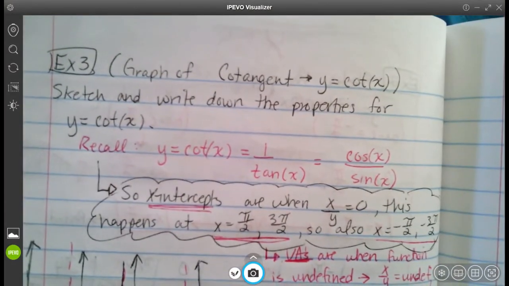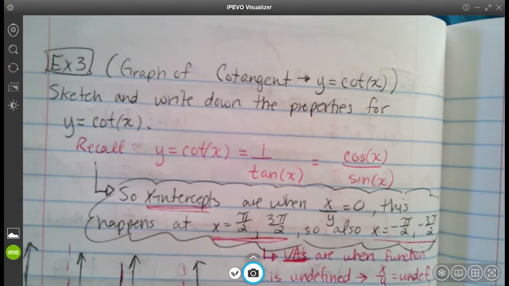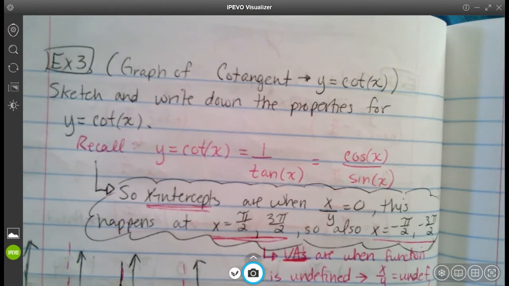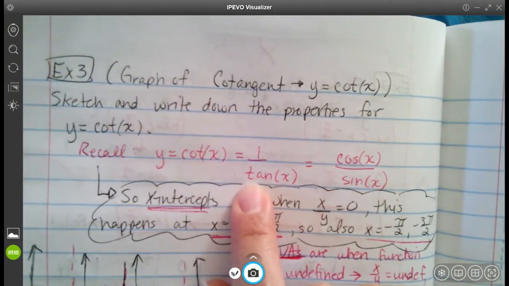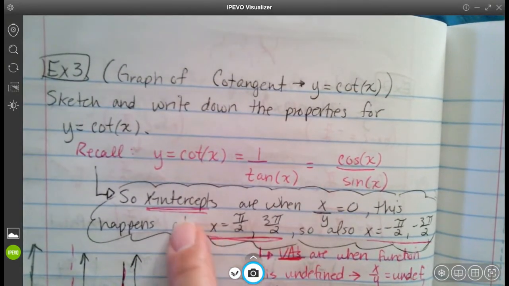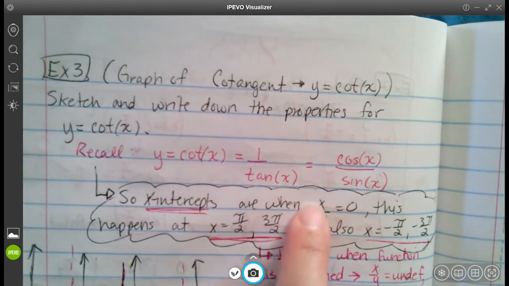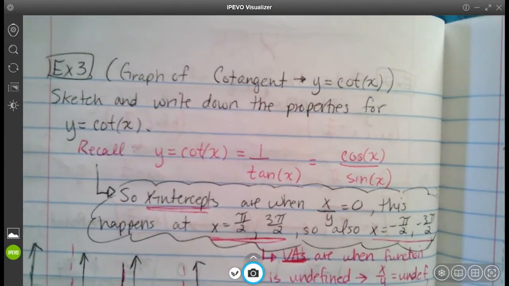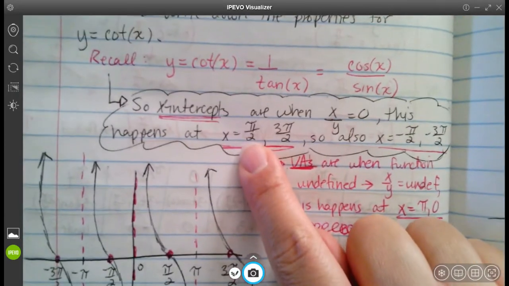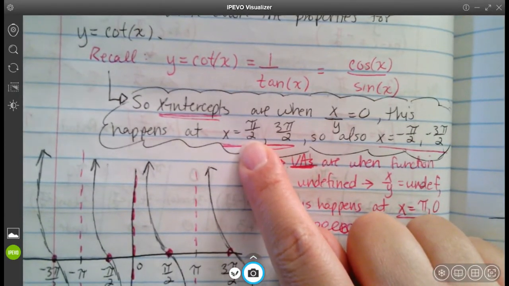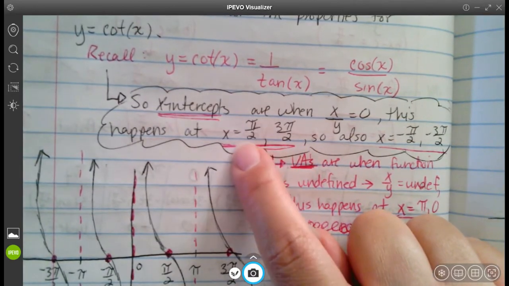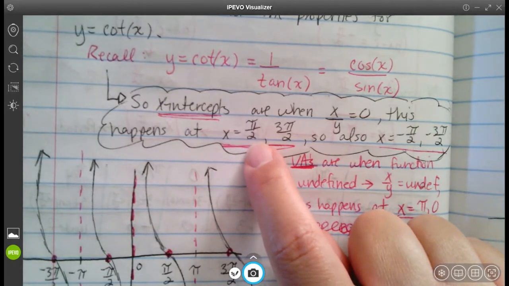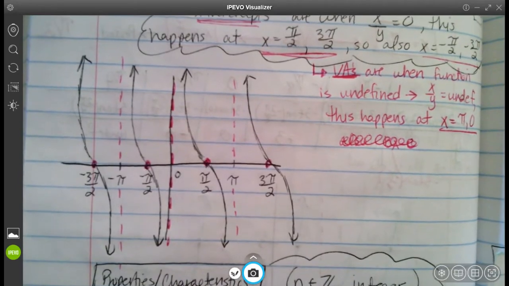This one is basically the reciprocal of tangent. So what happens is it just kind of flips, yeah? So recall that this is equal to this, which is cosine over sine. So this means that the x-intercepts are when this is equal to 0. And this happens at these values. Okay, so if you look at your little unit circle, you'll notice that at pi halves, 3 pi halves, where tangent used to be undefined, okay, this one is equal to 0, and vice versa. So you'll see that our graph kind of does the opposite thing here.